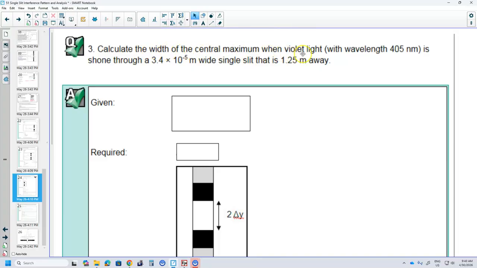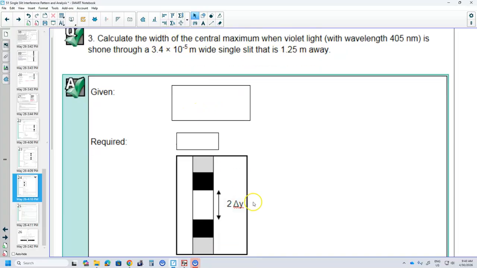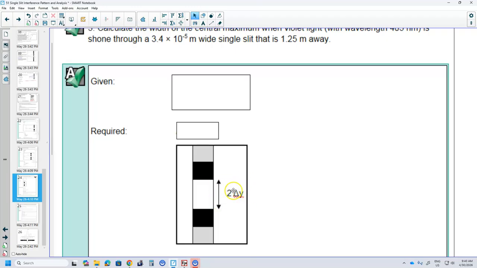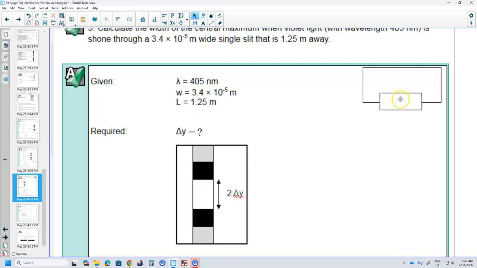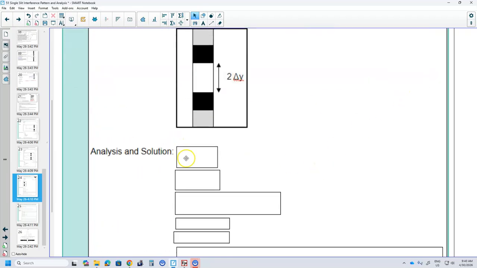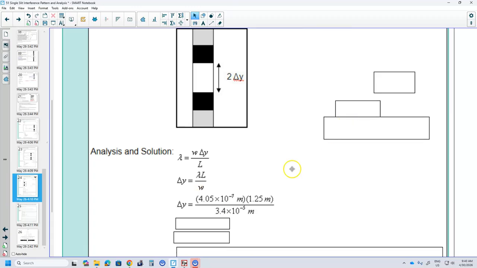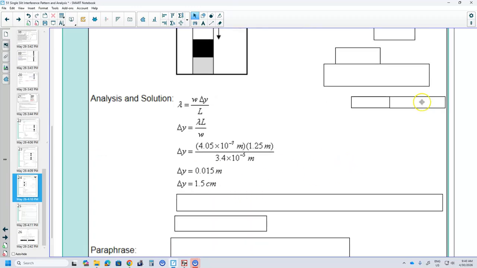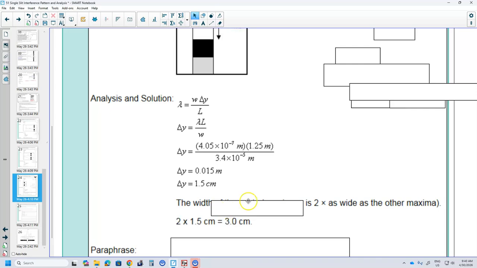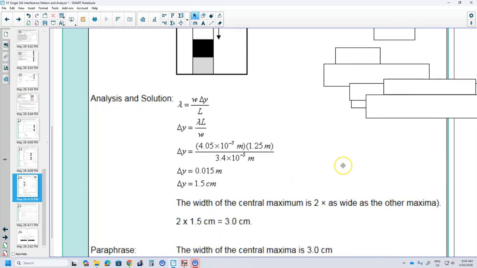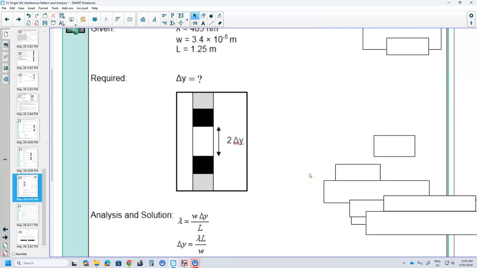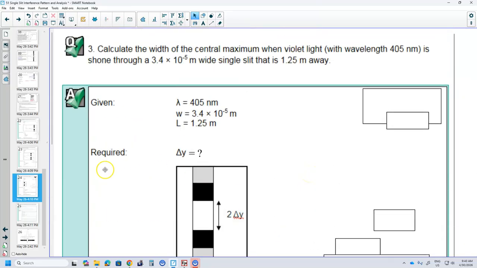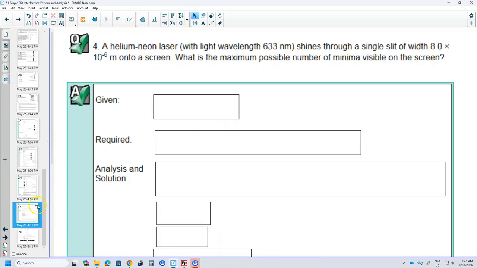Calculate the width of the central maximum. Okay, so the width of the central maximum, looking for 2 of these delta y's, right? Delta y is the distance off from the center. And so you'll see here we have delta y, and then it's 2 of those, right? So width of the central maximum. But again, you can obviously go through the file, press pause and go back and see this. I just don't like having the lesson videos drag on too long.